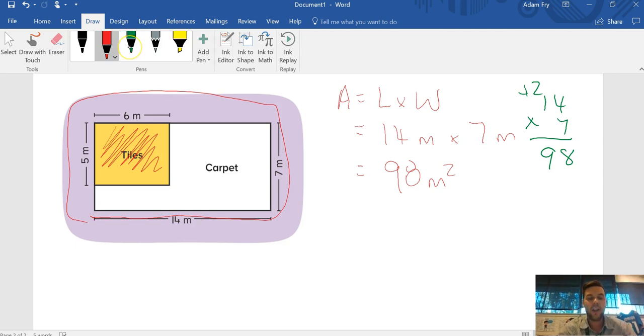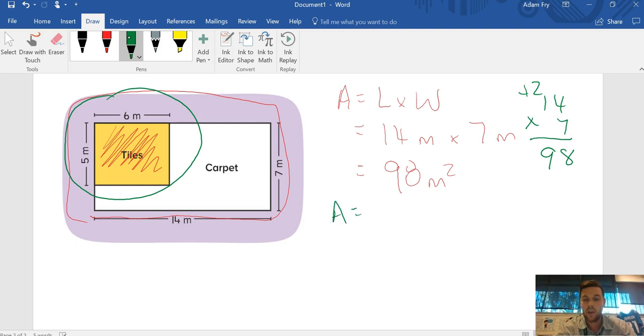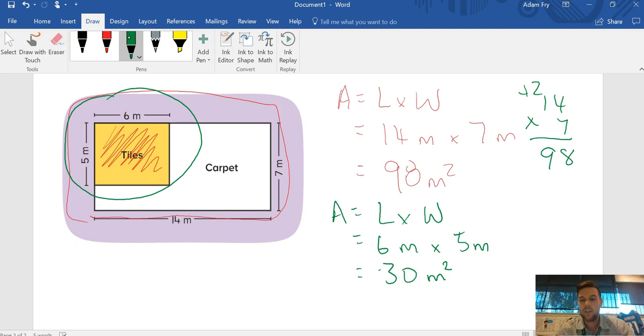However, some of our shape is being taken up with tiles. So we need to work out how much space the tiles are taking up. So area equals length times width. Now we've got 6 meters multiplied by 5 meters. 6 times 5 is 30, and again we're working with area, so it's got to be 30 meters squared. But our question is how much carpet do we have to work with? That's what we need to work out.